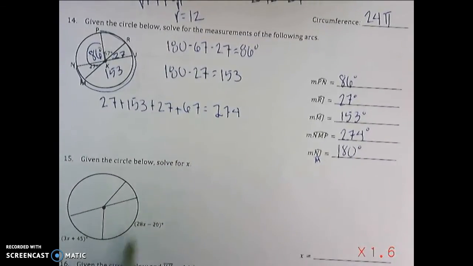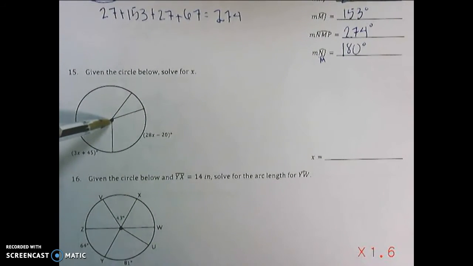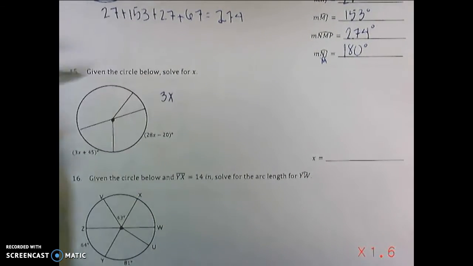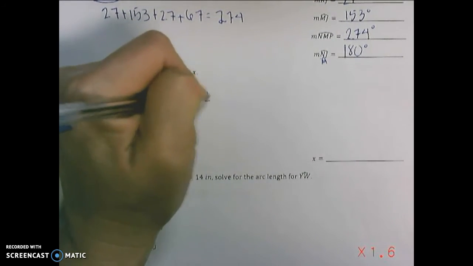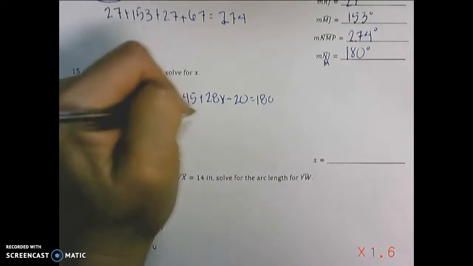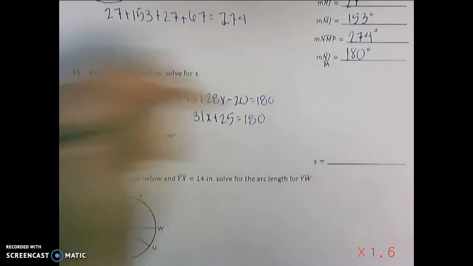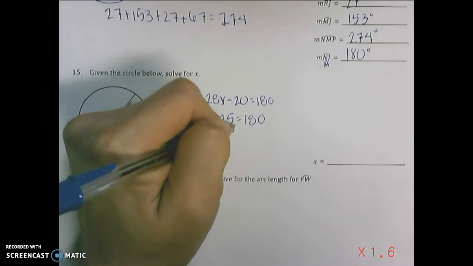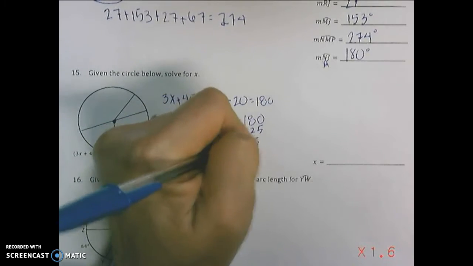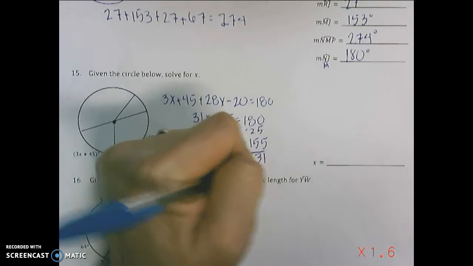All right, so we want to solve for x below here. We notice that this cuts through the center, so this has to be half the circle. So what I would do is 3x plus 45 plus 28x minus 20 equals 180. Combine like terms and get 31x plus 25 equals 180. Subtract 25 to get 31x equals 155. Divide by 31, x equals 5.